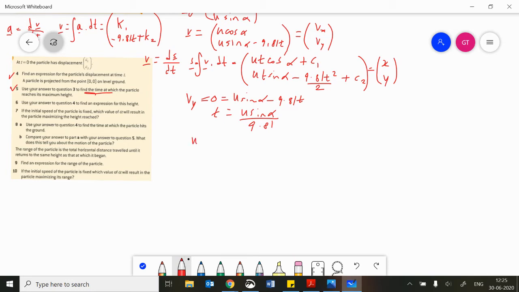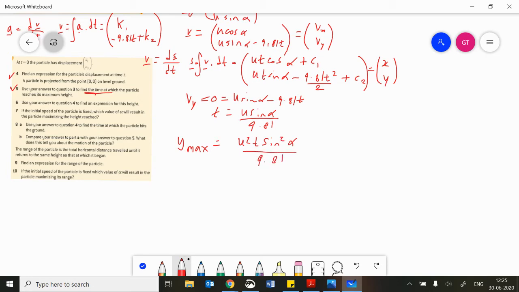Now t is this thing here, so it's going to be a fair bit of algebraic working out here. So let's substitute that in. So we've got our, what should we call this? We call this y max, is equal to, now we're going to say u times u sine alpha over 9.81. So that's going to give us u squared sine squared alpha divided by 9.81.